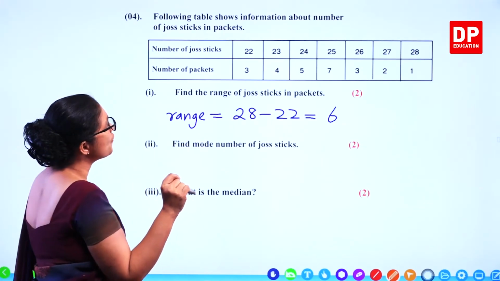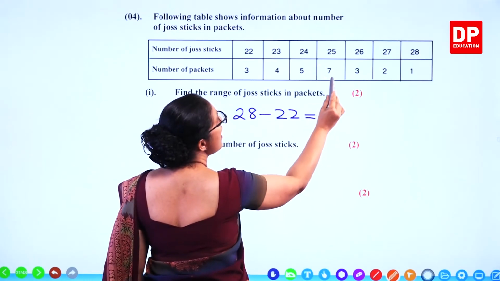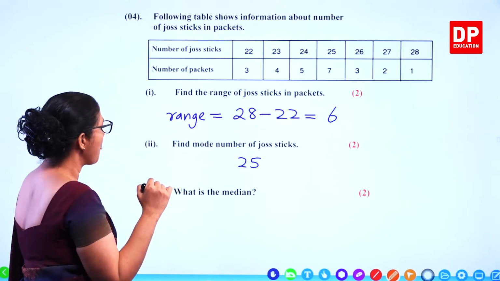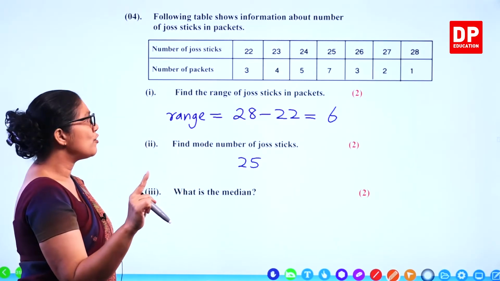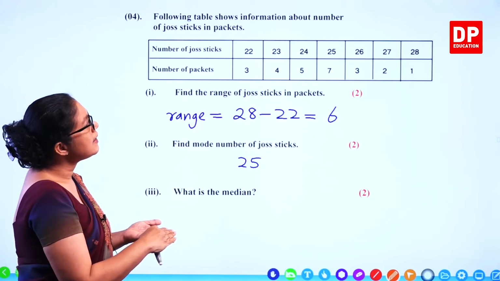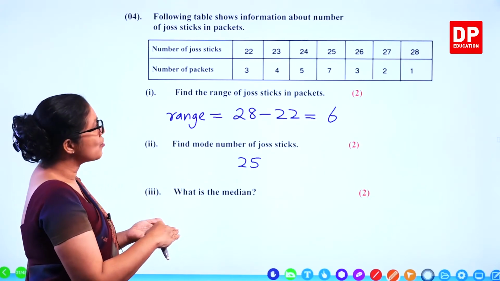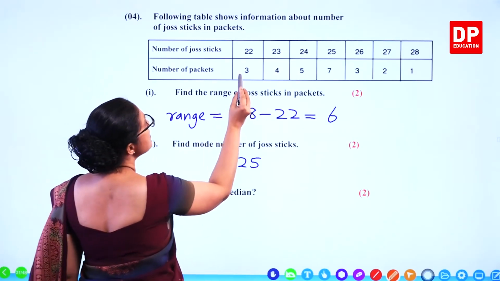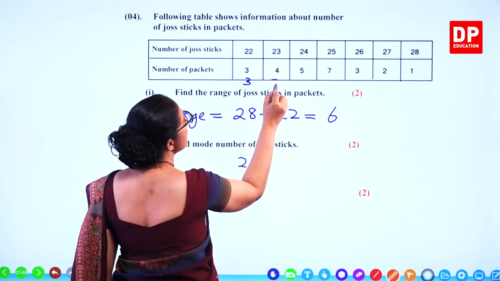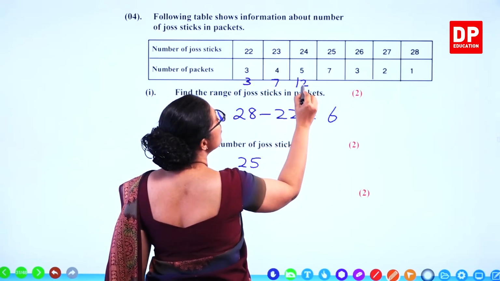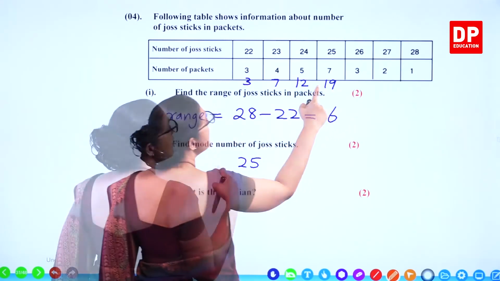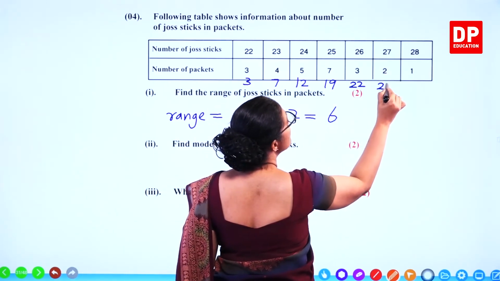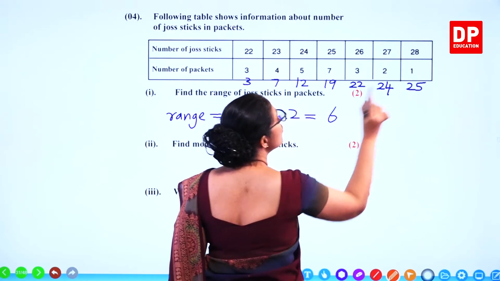Find the mode. The one which has the highest frequency. So 7 is the highest frequency. So 25 is the mode value. What is the median? How do you find out the median? When you arrange the data set in order, the middle number is called the median. So altogether how many? We can add it and see. 3 plus 4, 7. 7 plus 5, 12. 12 plus 7, 19. 19 plus 3, 22. 22 plus 2, 24. And 25 altogether.